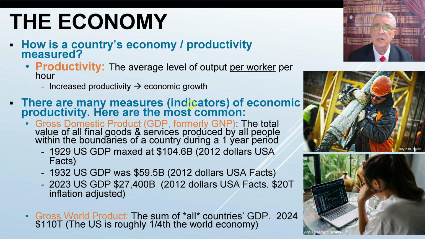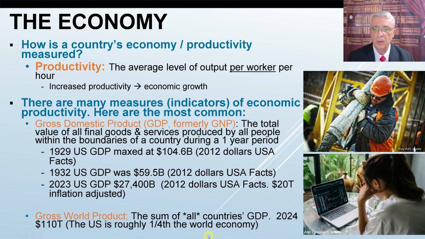So there are many measures, indicators of economic productivity. The most common that we hear about is GDP, and it used to be called GNP. It's the total value of all the final goods and services produced by all the people within the boundaries of a country in a one-year period. So in 1929, the US GDP maxed out at about $104 billion. That's adjusted for 2012 dollars. In 1932, it was 59 billion, again adjusted. And in 2023, it was 27 trillion. So yeah, worker productivity in the United States has been going up tremendously.